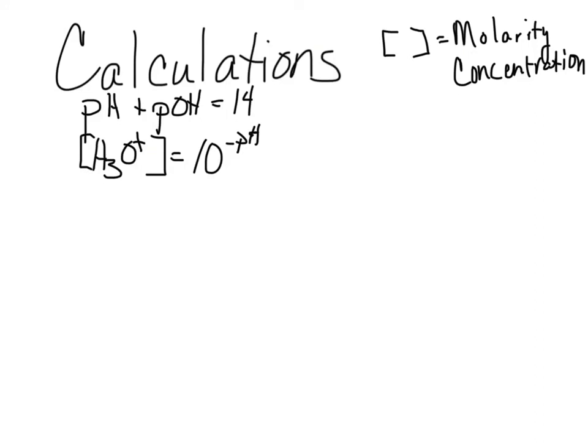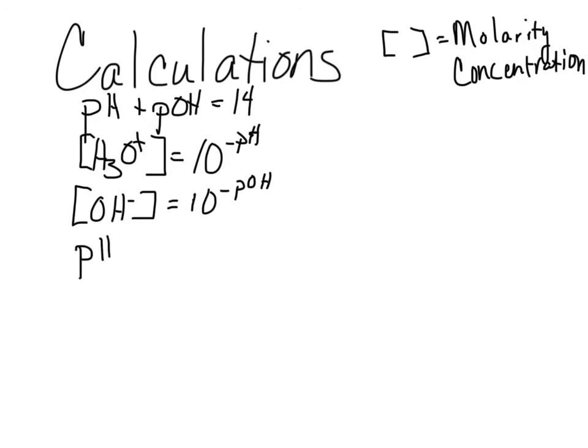So this works. To do OH minus concentration, it's the same equation. We're just going to look at pOH. So these are how we get concentrations. And like I said, if you were given pH and you wanted to find the OH minus concentration, you can do the first equation to get pOH and then put it into this last equation to get the concentration.